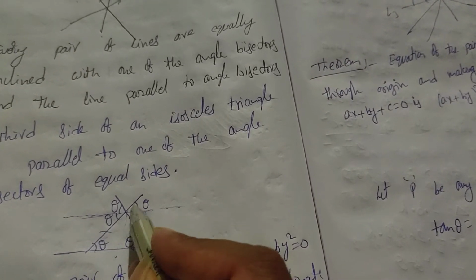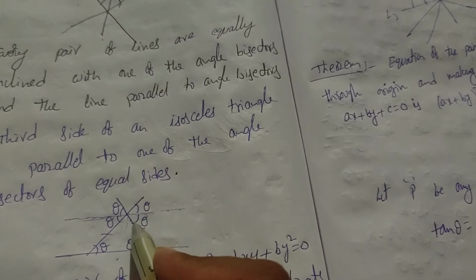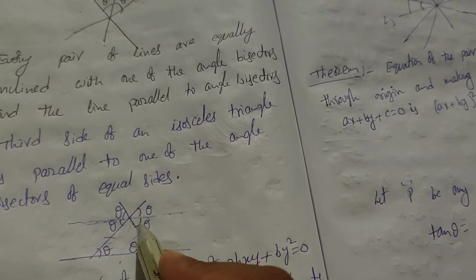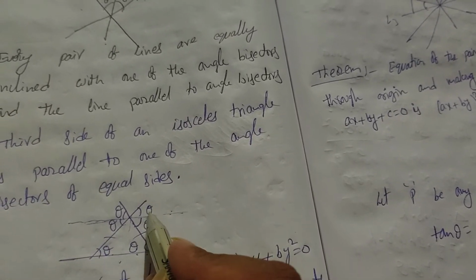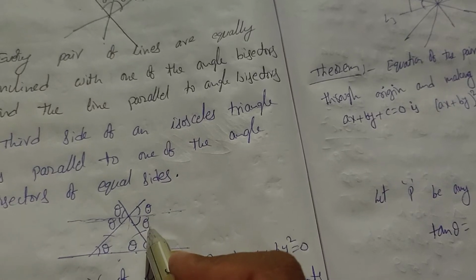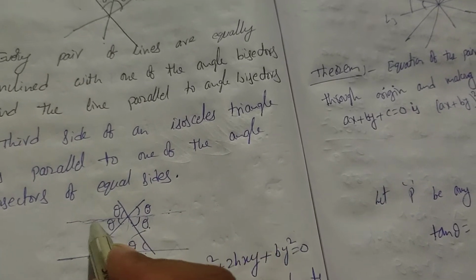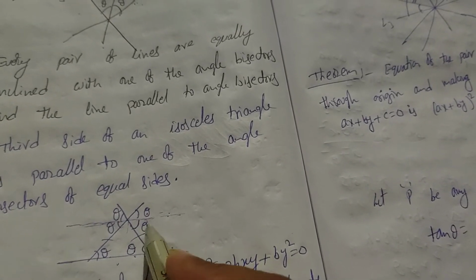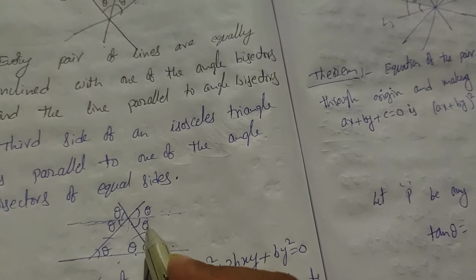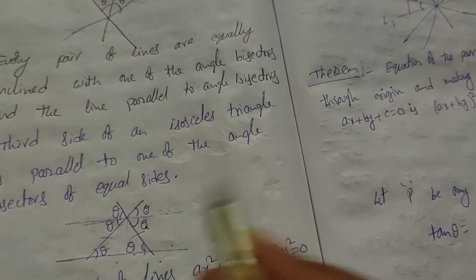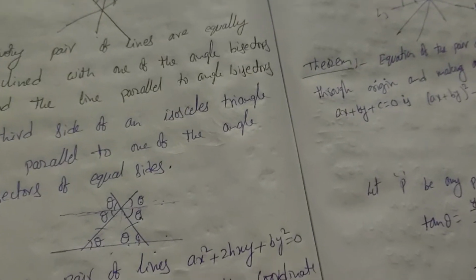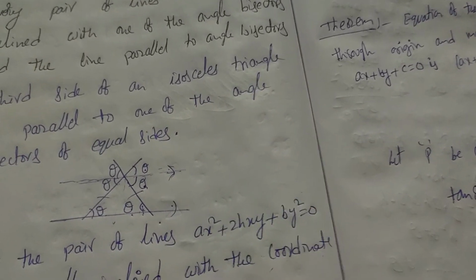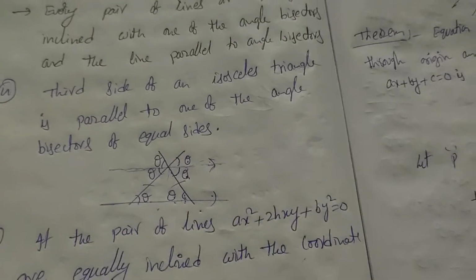So we know that this total angle is nothing but the exterior angle. The exterior angle is equal to the sum of opposite interior angles. So this total exterior angle is equal to 2 theta. Because it is the angular bisector, it divides into two parts, so this 2 theta divides as theta and theta. This is a line and this is also a line, so it is a transversal. This theta, it is theta. So these two angles are nothing but alternate angles. When two alternate angles are equal, those two lines are parallel. So one of the angle bisectors is parallel to the third side of an isosceles triangle.